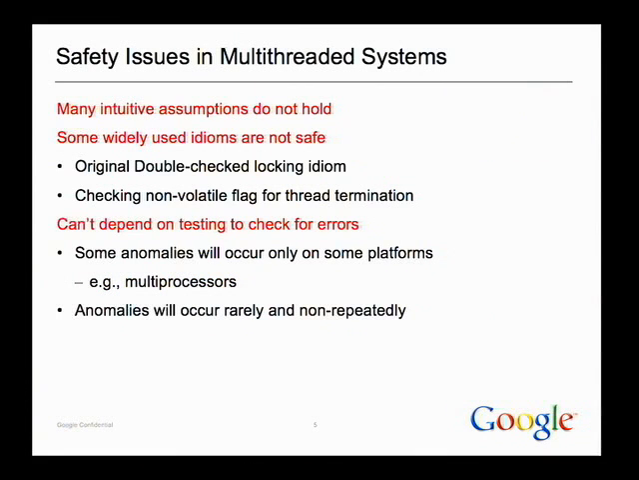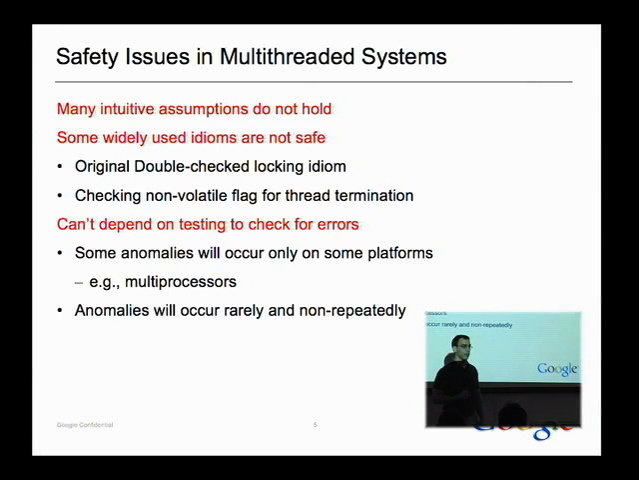Okay. This isn't always so easy. Most of you have probably programmed multi-threaded systems before, and a lot of what immediately come across as intuitive assumptions don't necessarily hold in multi-threaded systems. There are some idioms that have been very widely used, some suggested idioms, that we're going to talk about a little bit later, but that aren't safe. So for example, something called double-checked locking, which is going to come back to that thread-safe lazy initialization that I mentioned a little bit earlier. Checking a non-volatile flag for thread termination, which I'm also going to talk about a little bit later.